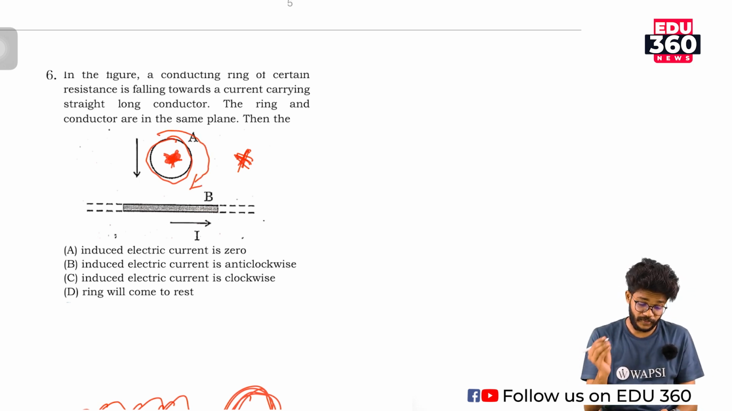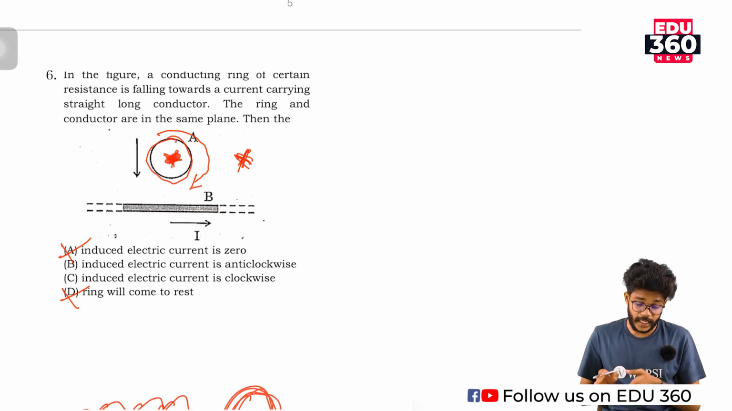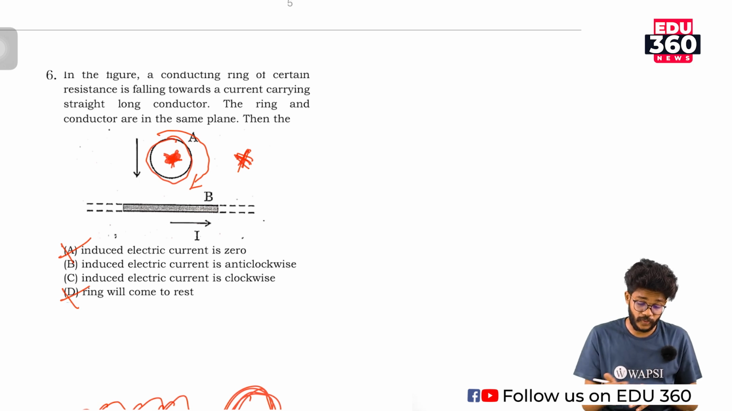Okay, so which option is correct? Induced electric current is 0, that is wrong. Induced electric current is anti-clockwise. Induced electric current is clockwise. Ring will come to rest. So options 1 and 4 can be neglected by reading the options, and in option B and C it is anti-clockwise and it is clockwise. So which option is correct?